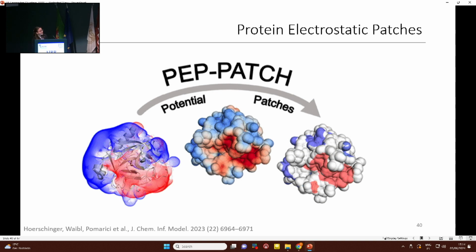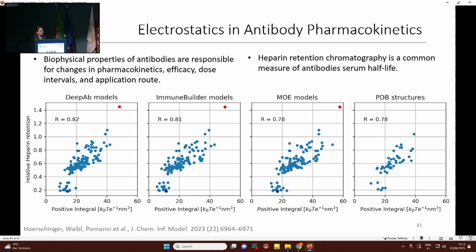Another critical aspect, apart from hydrophobicity and also a critical surface property, is electrostatics. We developed a tool called PEP-patch that allows you to quantify patches on the protein surface. It gives you the most contributing area on your surface to the respective patch and the residues that are responsible for it. And we were wondering whether electrostatics play a role, for example, in predicting antibody pharmacokinetics, such as heparin column retention times.